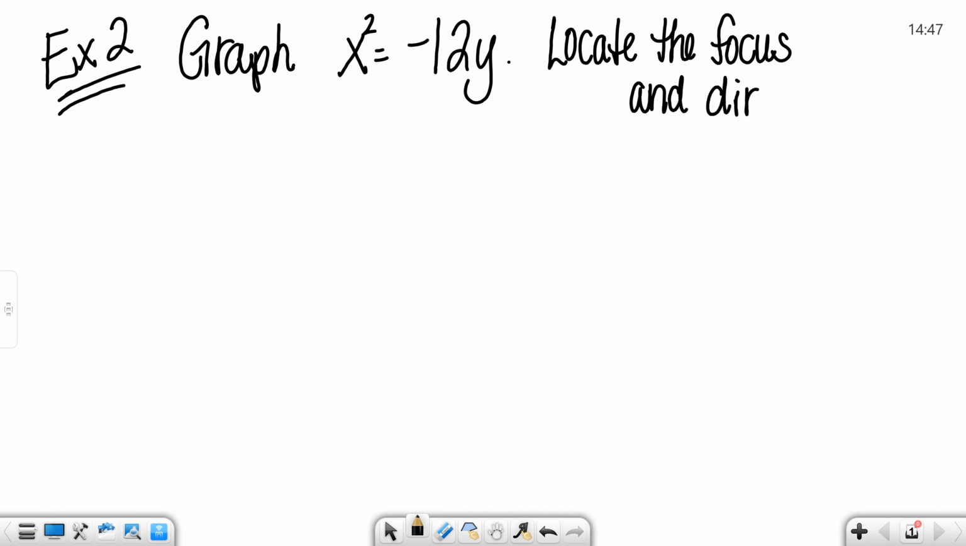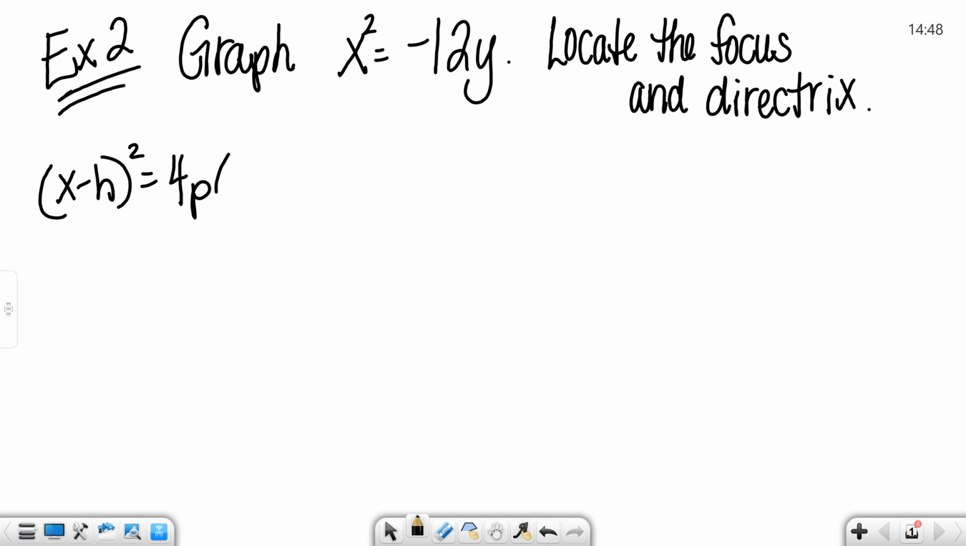So we're still finding the focus and the directrix here, and we're also graphing this one. All right, so I've got an x squared. So I'm going to write down that original formula. All right, there it is. So I've got an x squared.